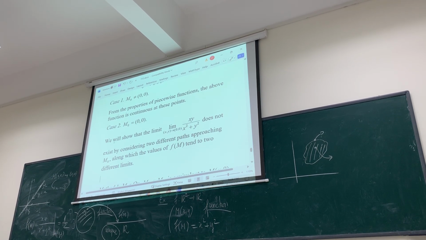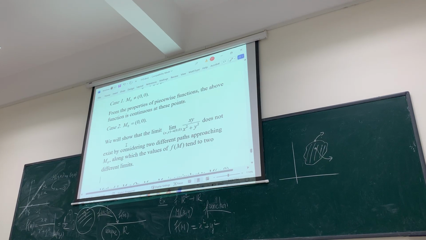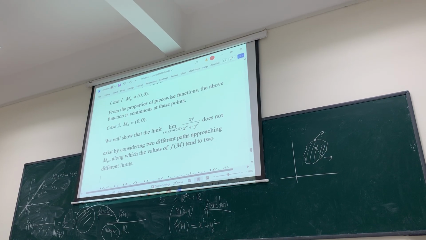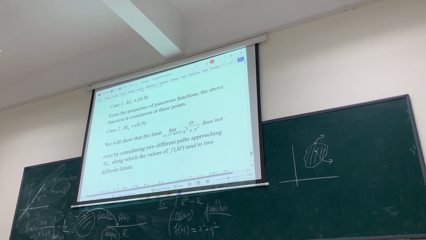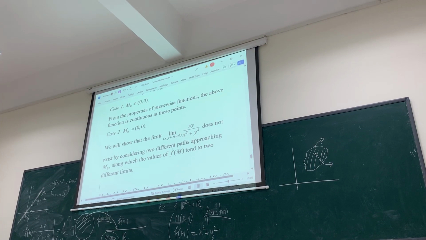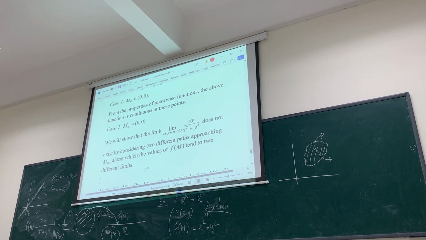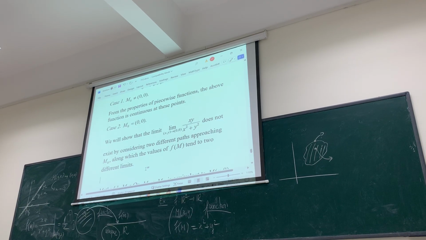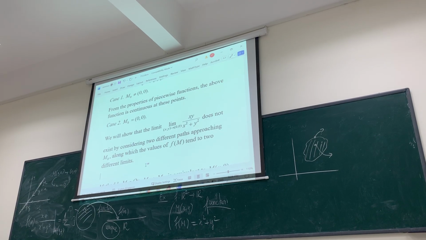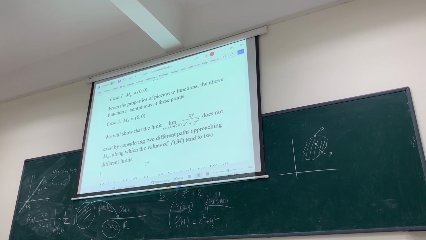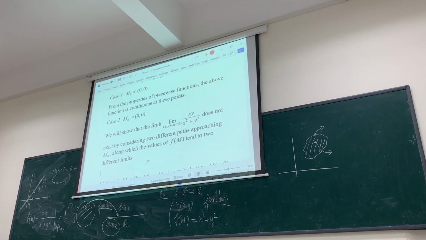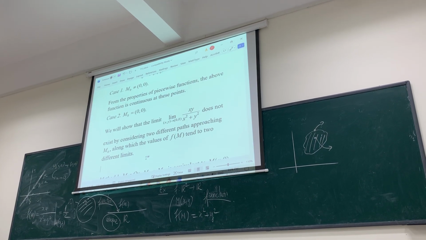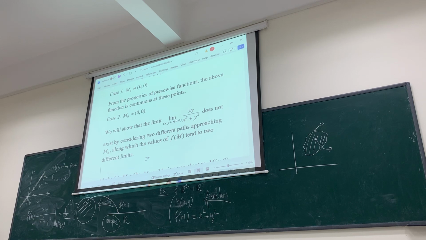Okay. We will show that the limit here doesn't exist by considering two different paths of M approaching M0 along which the value f(M) tends to two different limits. Okay, the same as in the other example. So we have the conclusion: the function f is not continuous at M0. Okay, we can base on the previous example, the function xy over x squared plus y squared.